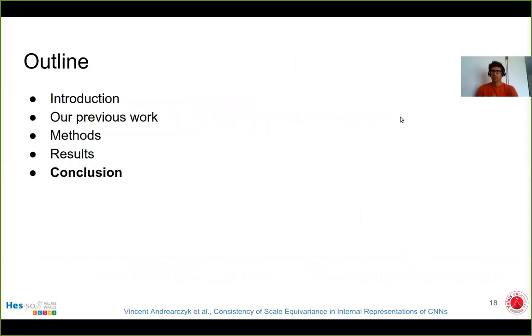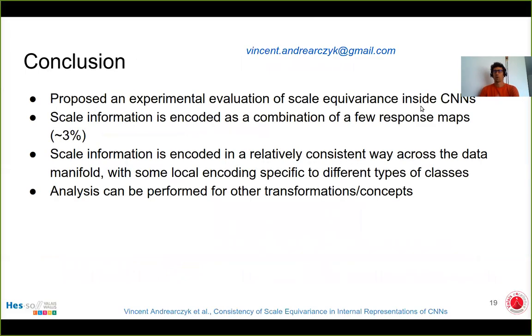So that's it for the results. And in conclusion, we proposed an experimental evaluation of scale equivariance inside pre-trained CNNs. We showed that scale information is encoded as a combination of a few response maps, approximately 3%. We also showed that scale information is encoded in a relatively consistent way across the data manifold, with some local encoding specific to different types of classes.